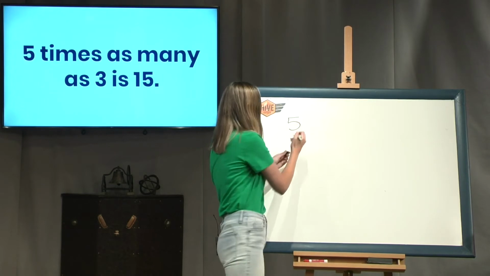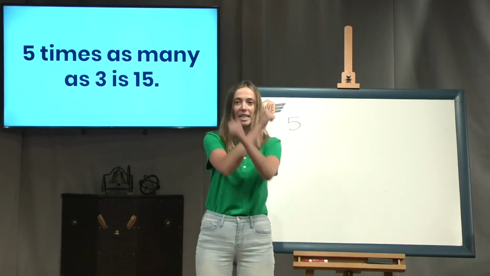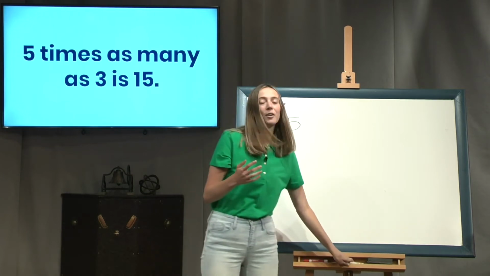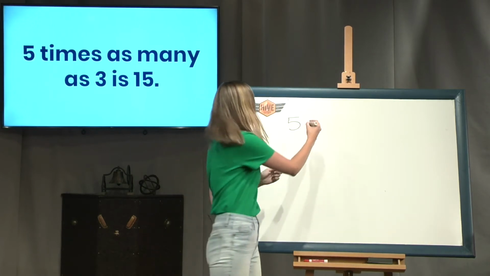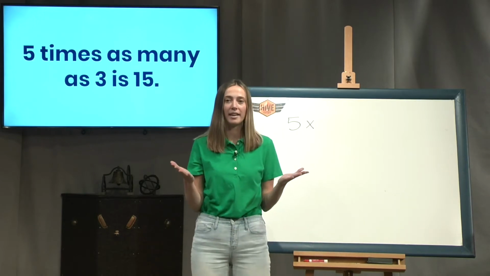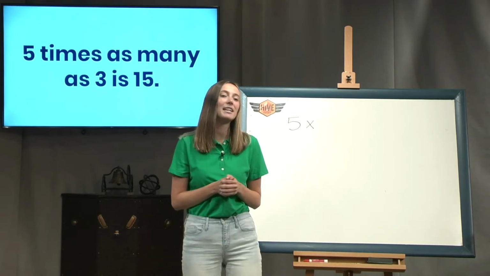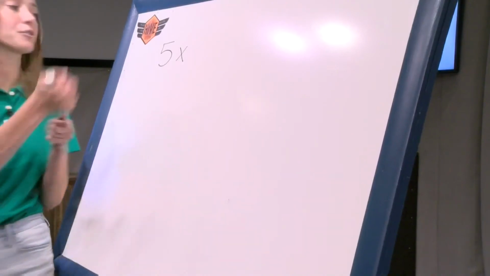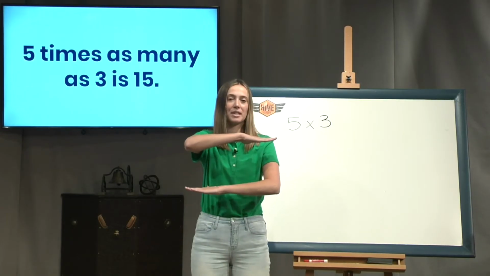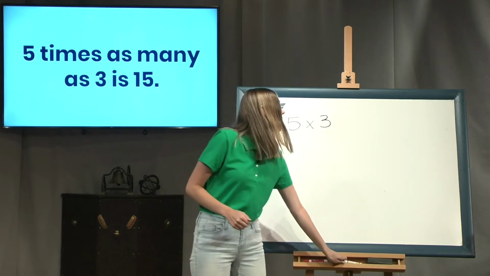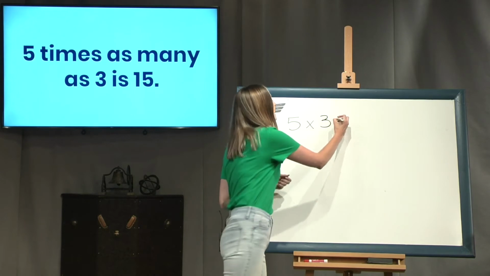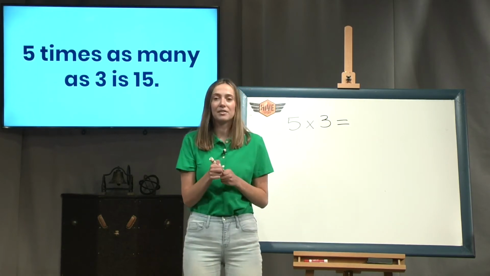So we have our first number 5, and we're going to write that down. 5. 5 times as many as. So times as many as, we need to use a multiplication sign every single time we hear that. 5 times as many as what? 5 times as many as 3. Good job. We're going to write down the 3. And every time we hear is, we need to throw up an equal sign, just like this. So 5 times as many as 3 is, that means we need to write an equal sign, 15.